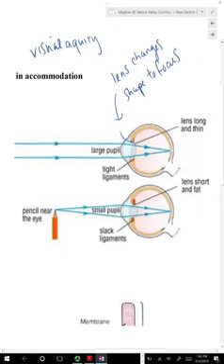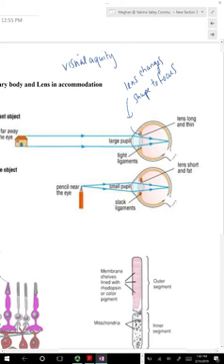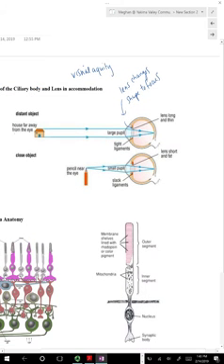Okay, so that's the basics of what's happening here. When we have an object that's really far away, so this is us focusing on a house, then our pupil is going to be quite large because we're trying to look at something far away. The ligaments, our suspensory ligaments, are tight, and that makes the lens very long and thin. Okay, so that gives us distant vision.